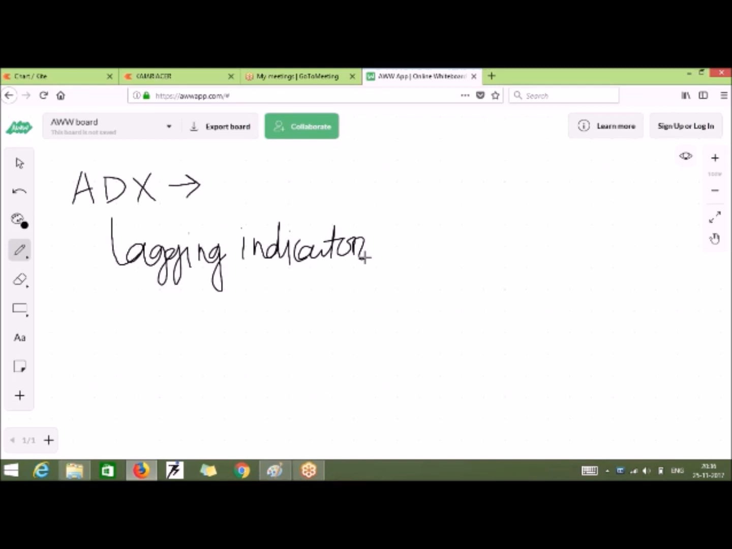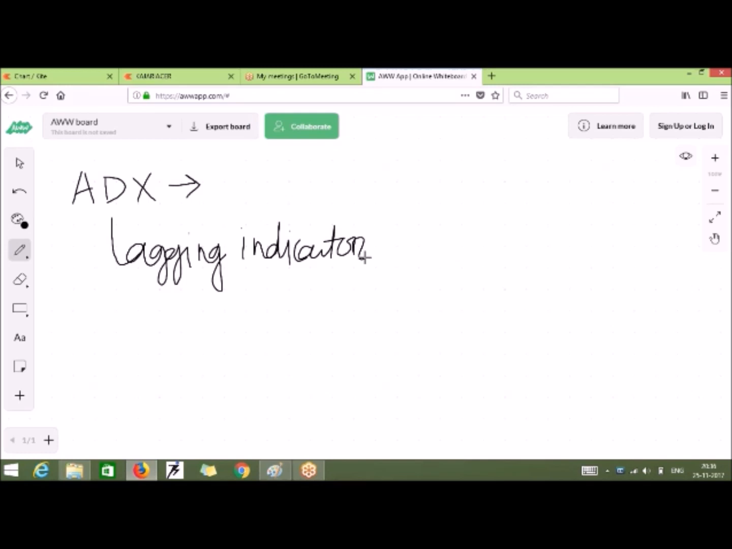What ADX does is it measures the trend strength without regard to trend direction. It does not show the trend direction, it tells the trend strength. It does not give a buy or sell signal. It tells what the strength of the trend is, be it an upward trend or a downward trend. It tells the strength.